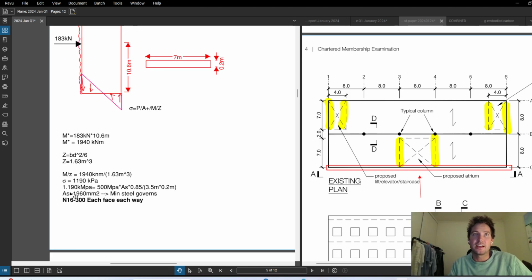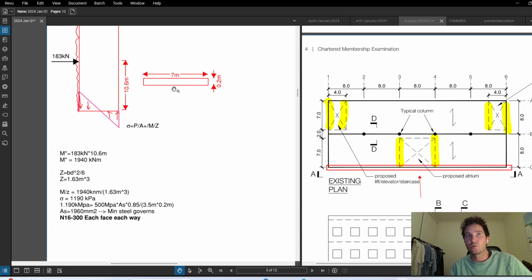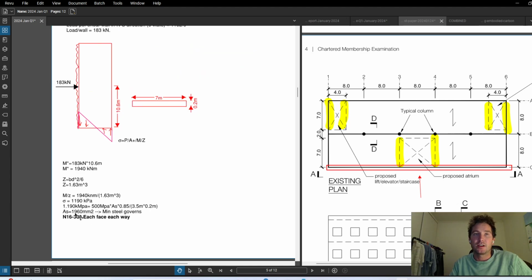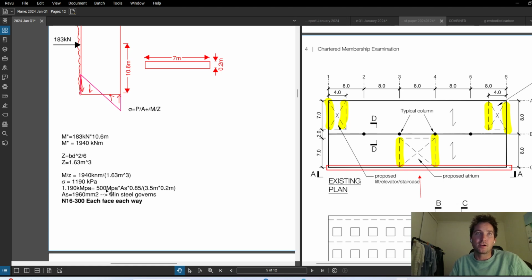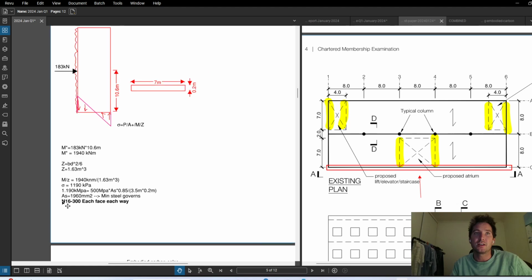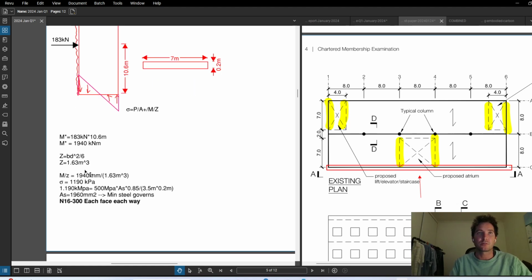And then I work out the area of steel that I need to take that stress. It's quite a long wall. I realize it's actually not that much area of steel for 500 MPa, which is the yield stress on my bars. And then I just say min steel governs. So I choose an area of steel for essentially just some crack control, which is here I've used N16s at 300.